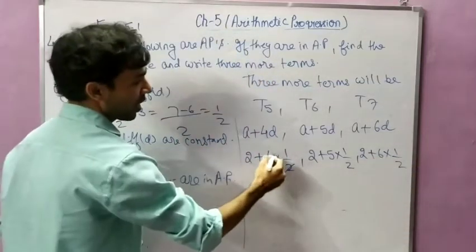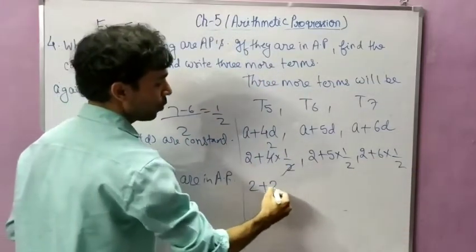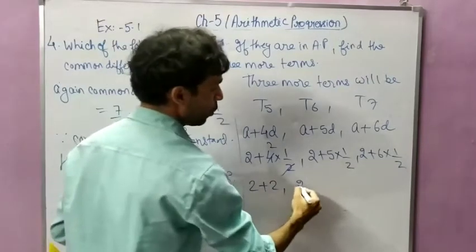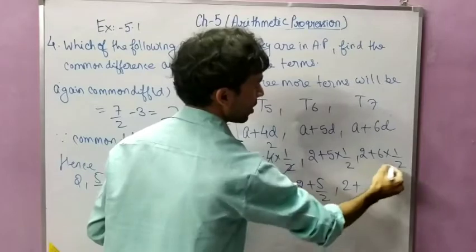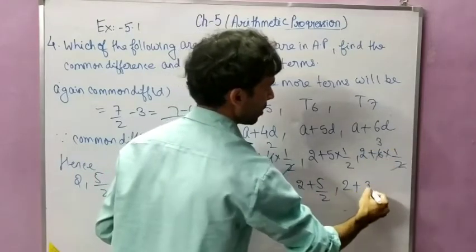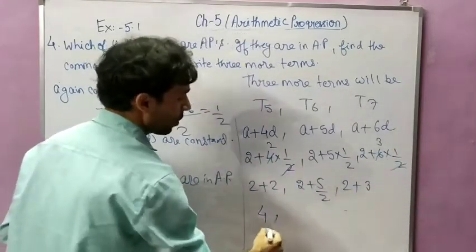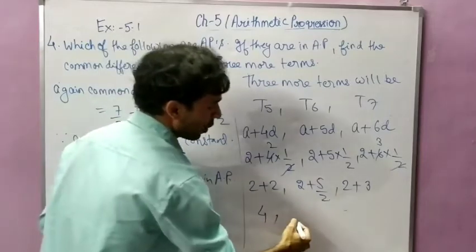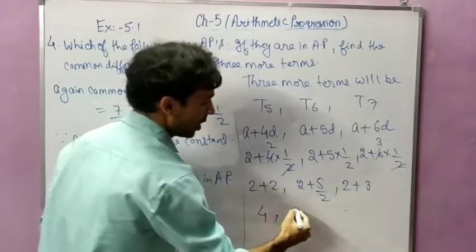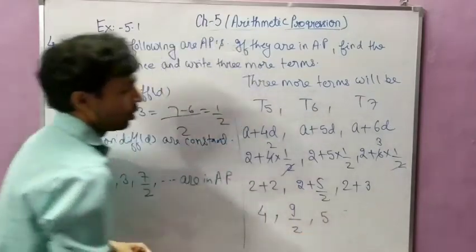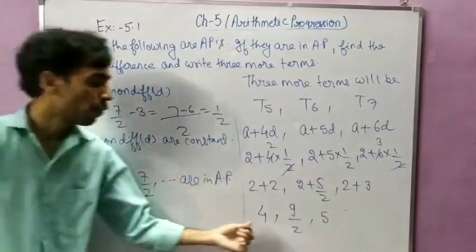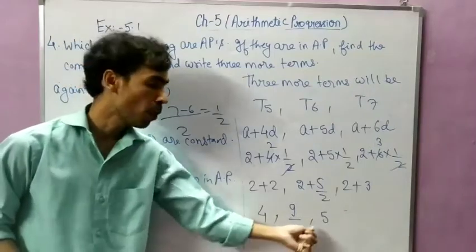Now this will be cancelled, 2. So 2 plus 2. Again 2 plus 5 by 2. And this is 2 plus, this will be cancelled 3 times. So 2 plus 3. So it will come 4. When you take LCM, LCM will be 2 only and 2 2s are 4. That is 9 by 2 and that is 5. So next 3 terms will be 4, 9 by 2, 5.